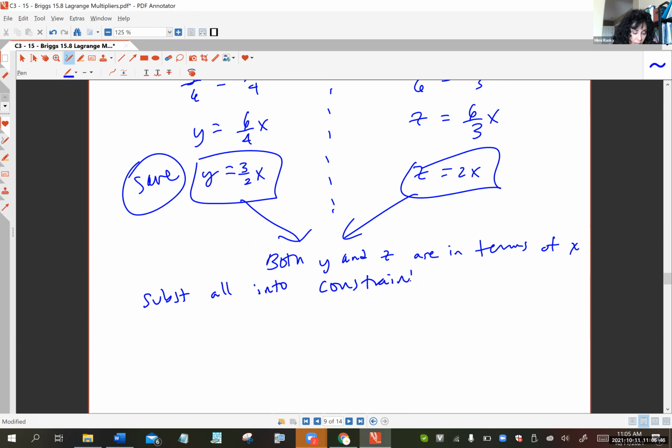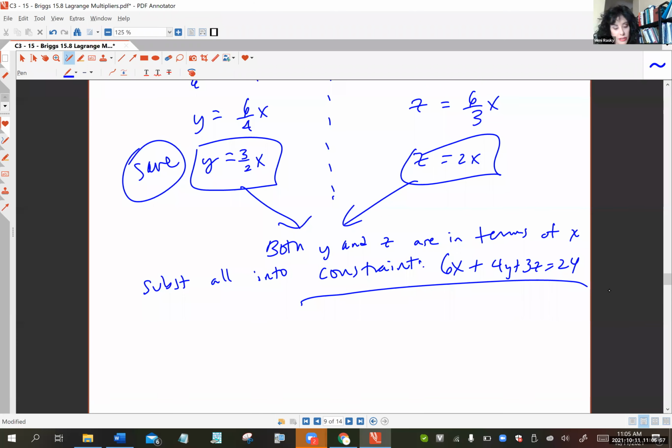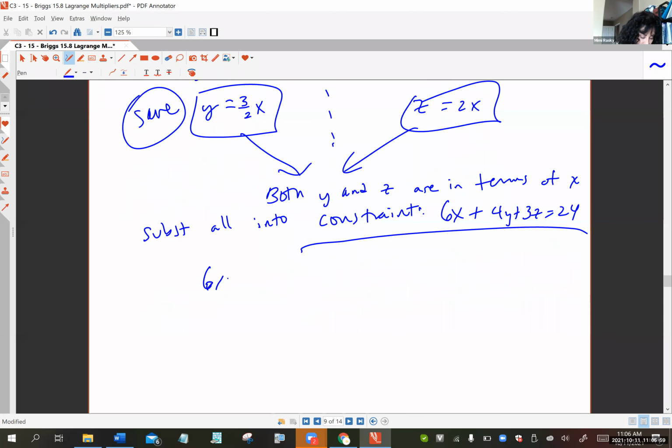Okay, now what's the constraint again? Remember, it's the plane equation. That was 6x plus 4y plus 3z equals 24. That's your constraint. You're going to let x be itself. X is just x. Because I chose that as my lane, and everybody else is in terms of x. So I substitute 3/2 x for the y, and I'll substitute 2x for my z, and then now I have an equation in x. Yay!